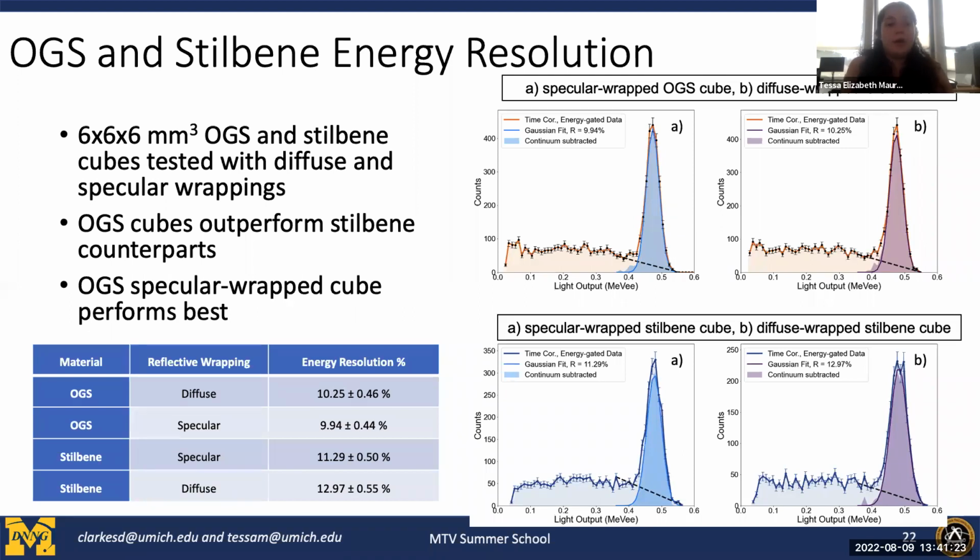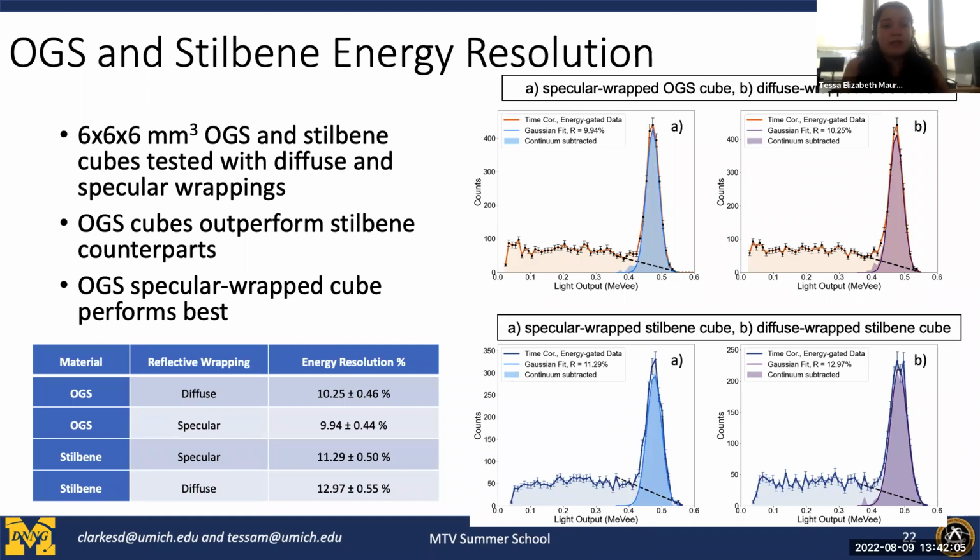And so what we did here was we tested OGS and then Stilbene, keeping as much as we could apples to apples. So instead of just going into the literature and finding quoted values for the Stilbene energy resolution, we really wanted to make everything as much as we could the same. So same dimensions, same PMTs, things like that, so that the only variable we were switching was the material itself for the scintillator. And so we could definitively attribute a better energy resolution to the actual material itself. Say, the OGS is what's making this energy resolution better, or vice versa.